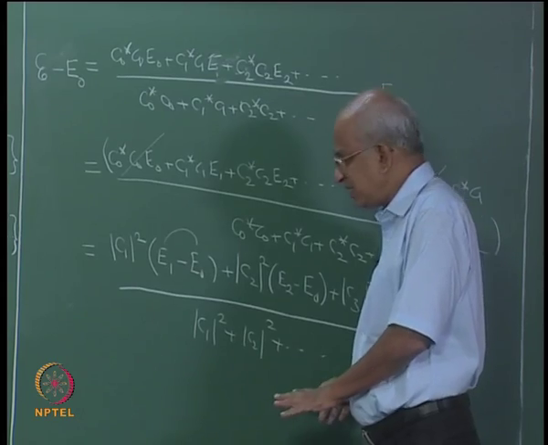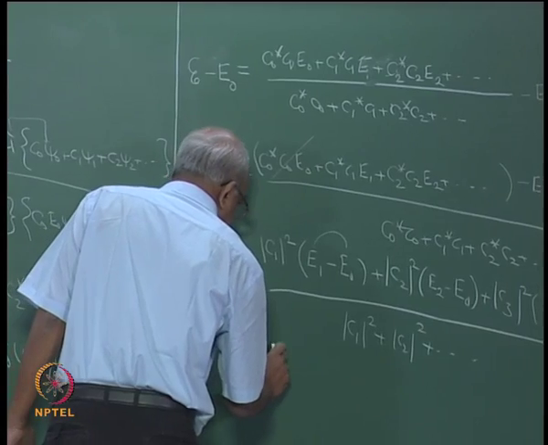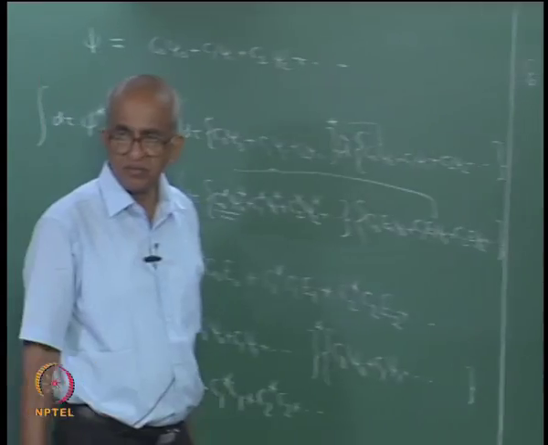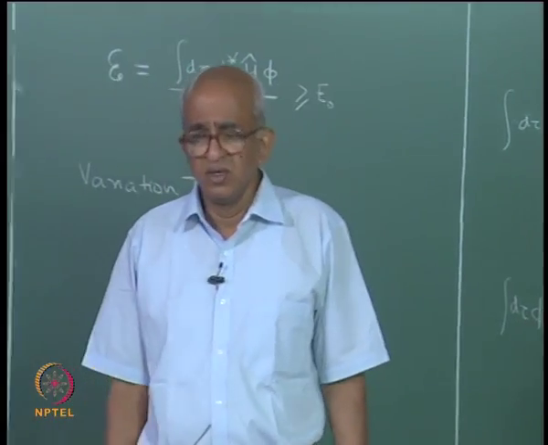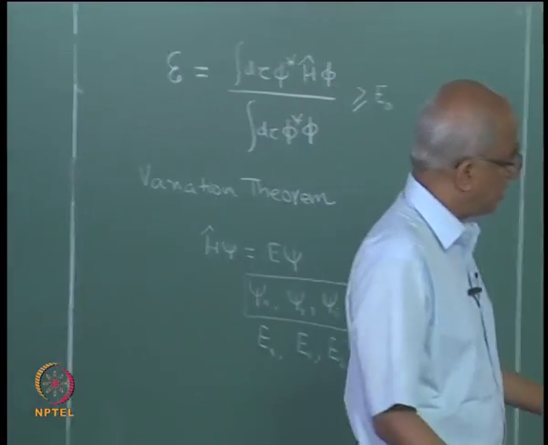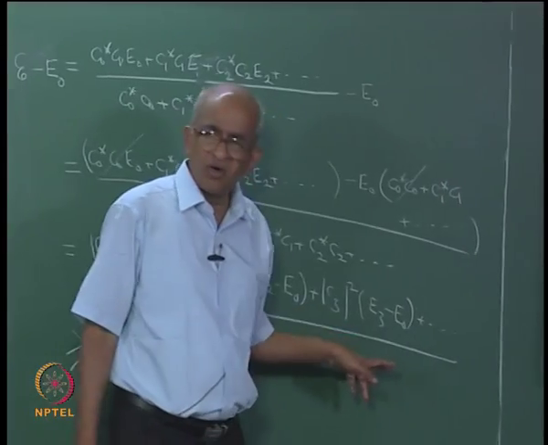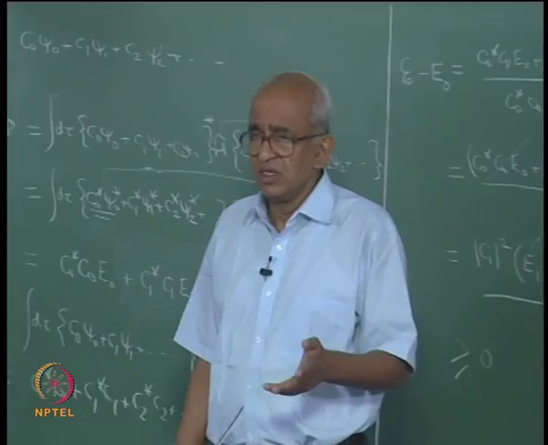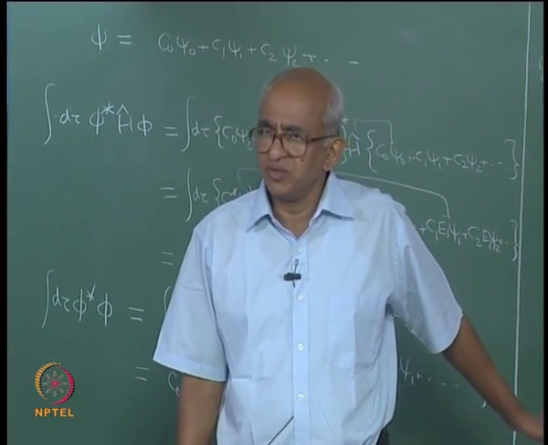That is all that I need, and therefore, I can say that this has to be greater than or equal to 0, because everything on the right hand side is positive. In the case where it so happened that C1, C2, C3 etc. are all 0, then it is theoretically possible that it may be equal to 0.